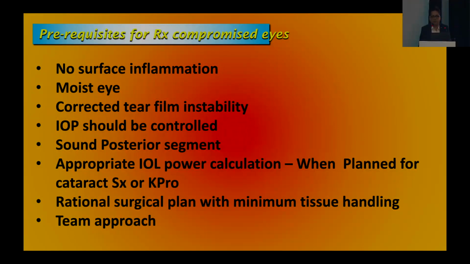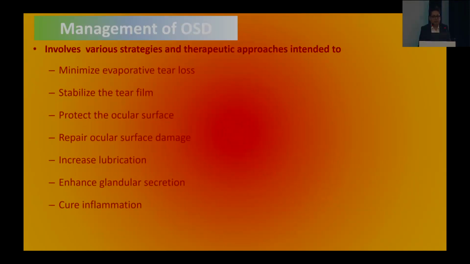Whenever you think you need assistance from your other subspecialty colleagues, specifically ocular surface or oculoplastic colleagues, take their help for any patient where you suspect lagophthalmos or any other lid abnormalities. As for the management part, I am not going into the details of the management.